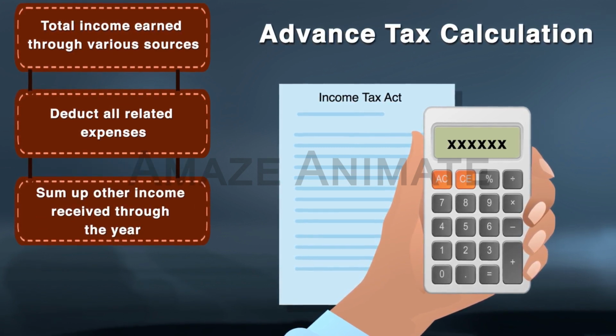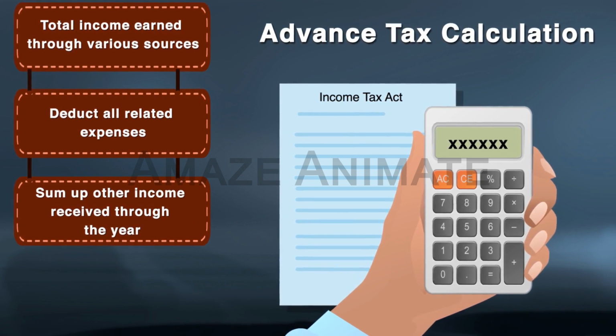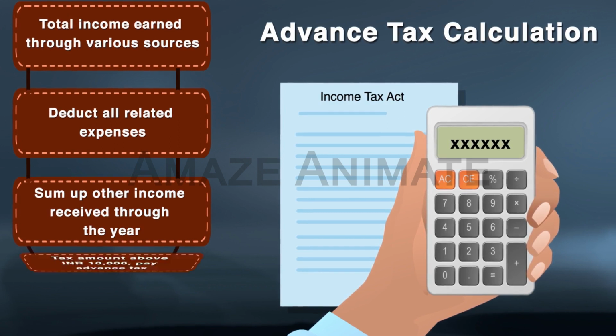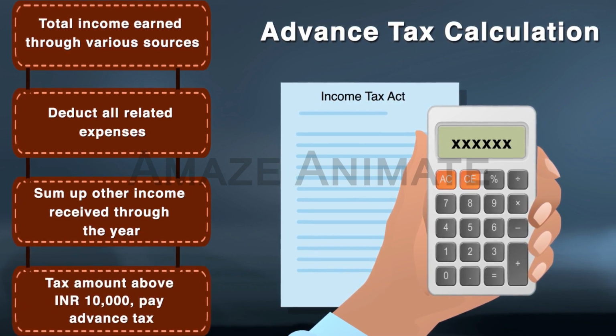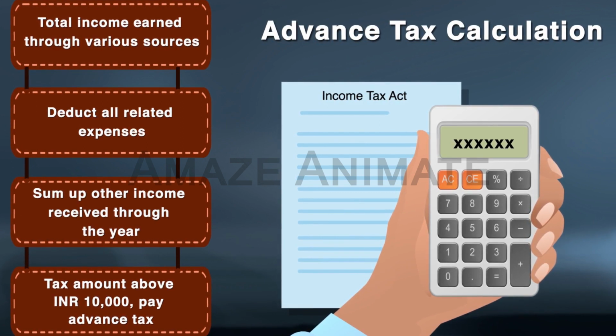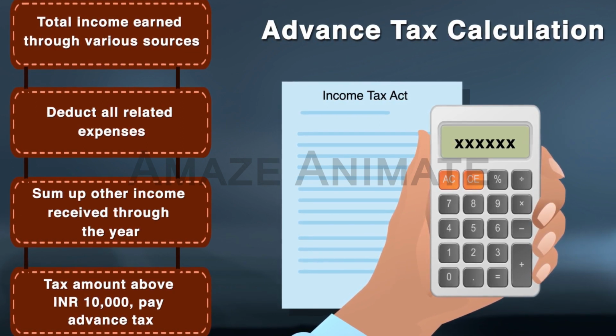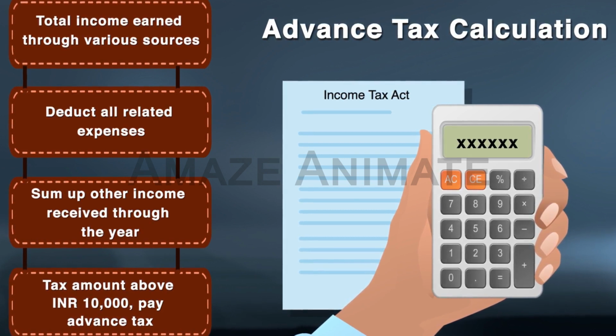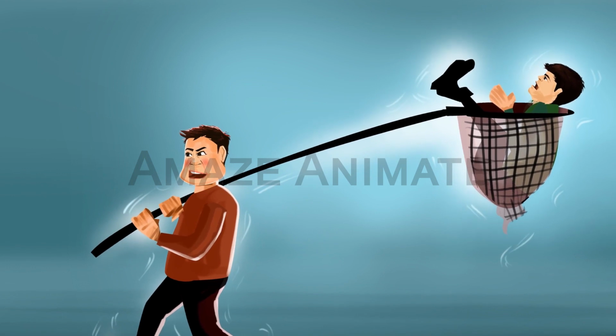This may include income from fixed deposits, house rent, lottery earnings, besides many others. In case the calculated tax amount is higher than Rs 10,000, you are liable to pay advance tax. It is important to note that failure to pay advance tax by the stipulated deadline attracts penalty. You may therefore do your due diligence and pay your taxes on time.